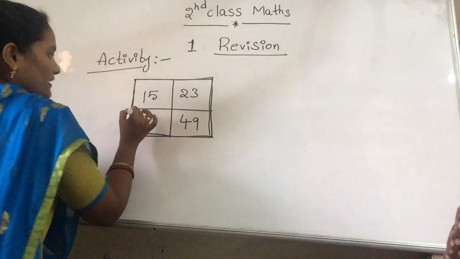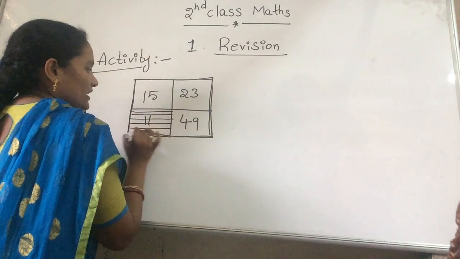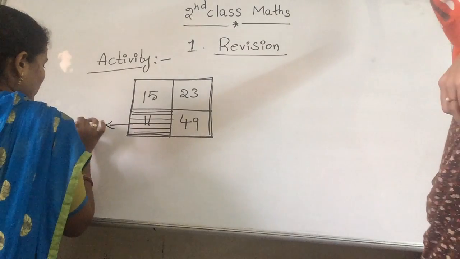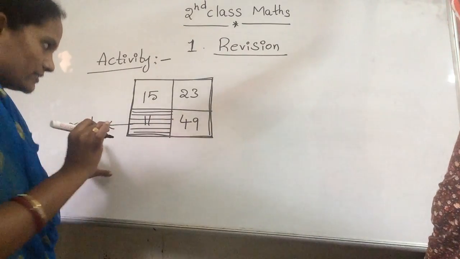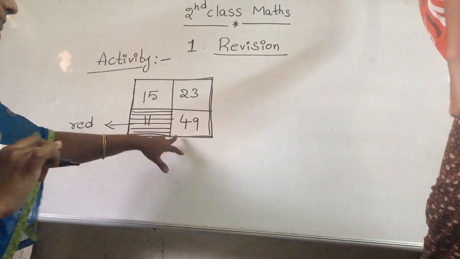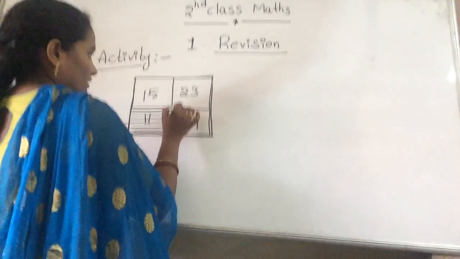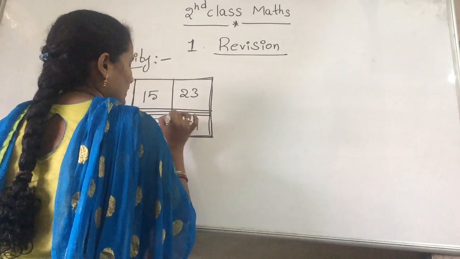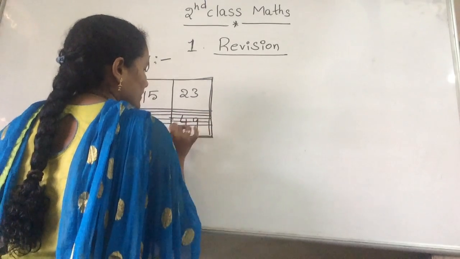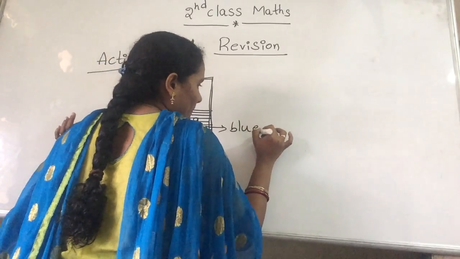Now you do coloring this 11 red color. Which color? Red color. Red color for the smallest number. Now tell me, what is the biggest number? 49. Do coloring for 49 with which color? Blue color. Do coloring with blue.